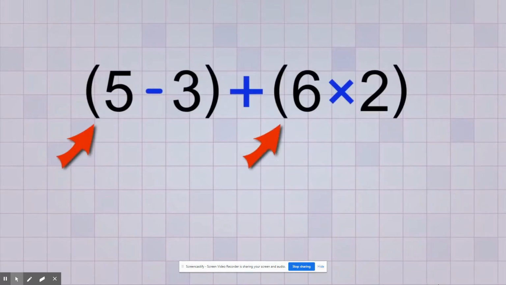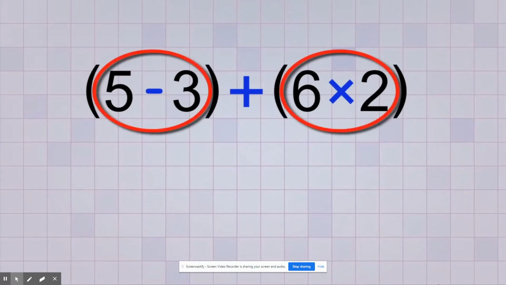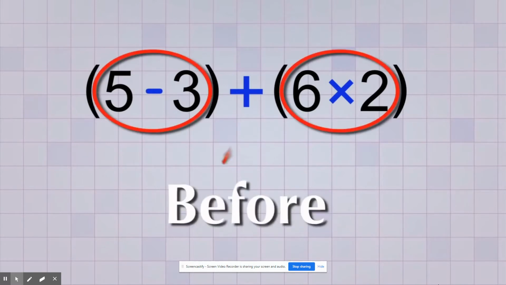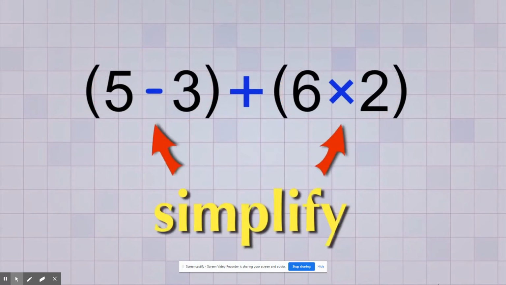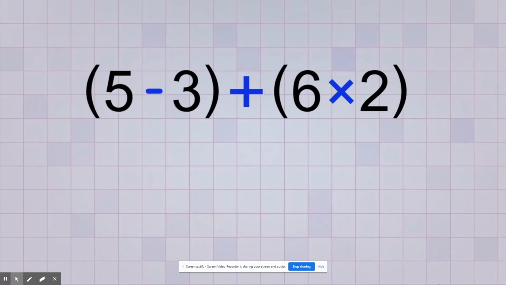Fortunately, it doesn't matter which set of parentheses you do first. You just need to do everything that's inside the parentheses before you do anything that's not inside parentheses. In other words, we need to simplify both of our parentheses groups before we can do the addition in between them. The first group, 5 minus 3, simplifies to 2. And the second group, 6 times 2, simplifies to 12.